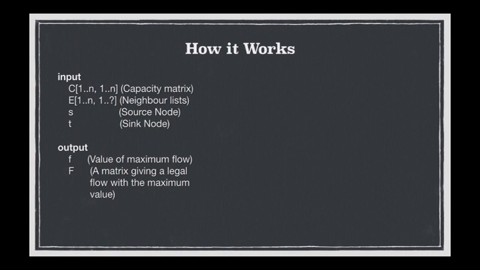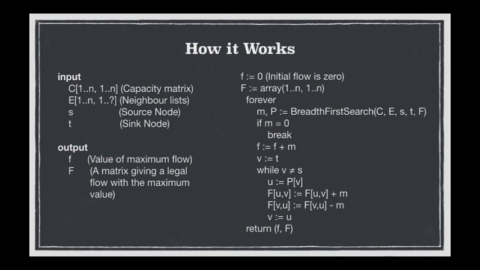Now let's show how the algorithm works, by showing how it can be implemented in order to calculate the maximum flow. We'll be looking at a pseudocode implementation of the algorithm. For input, we need a graph defined by a capacity matrix and a neighbor list, as well as a source and a sink node. The algorithm will return the maximum flow through the graph, as well as a matrix giving a legal flow of the maximum value.